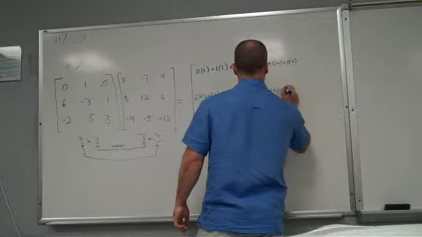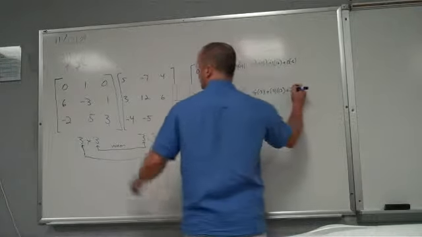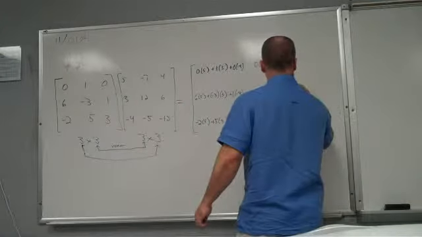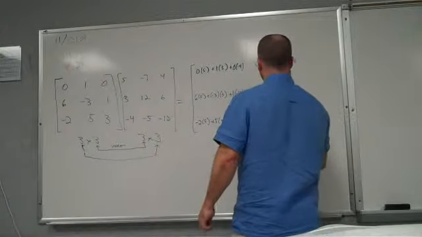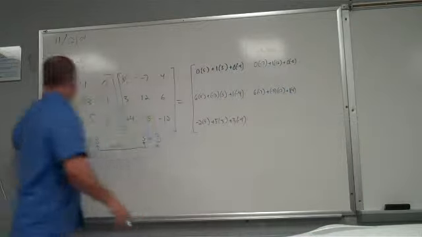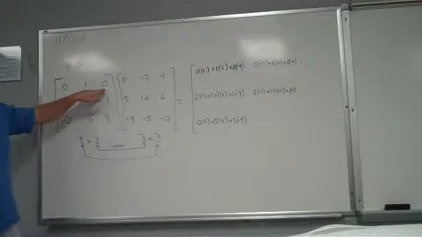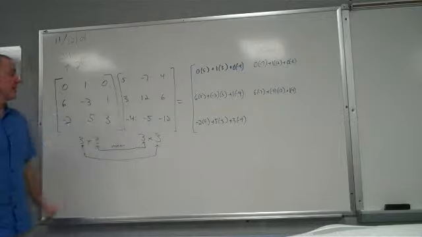Negative 3 times 12, plus 1 times negative 5. Where'd you get the 0? I got the 0 from the first row over here, these numbers by the middle column.